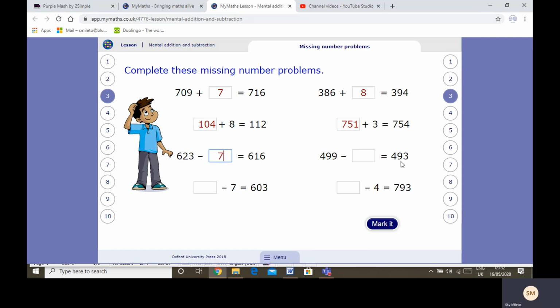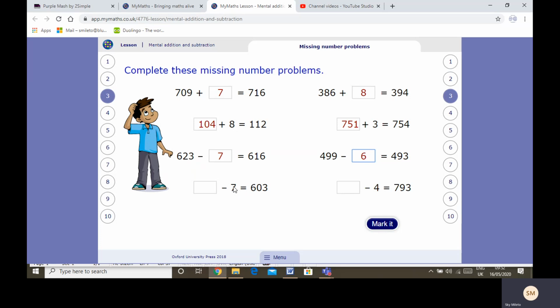Same thing here. I'm going to add on from 493 to get to 499, and then I'll know how much has been taken off. So 493 add 6 would equal 499, and I used my 3 times tables to know that, because I know that 3 times 2 is 6, and then 3 times 3 is 9. So 3, 6, 9, and I know the difference between those numbers.